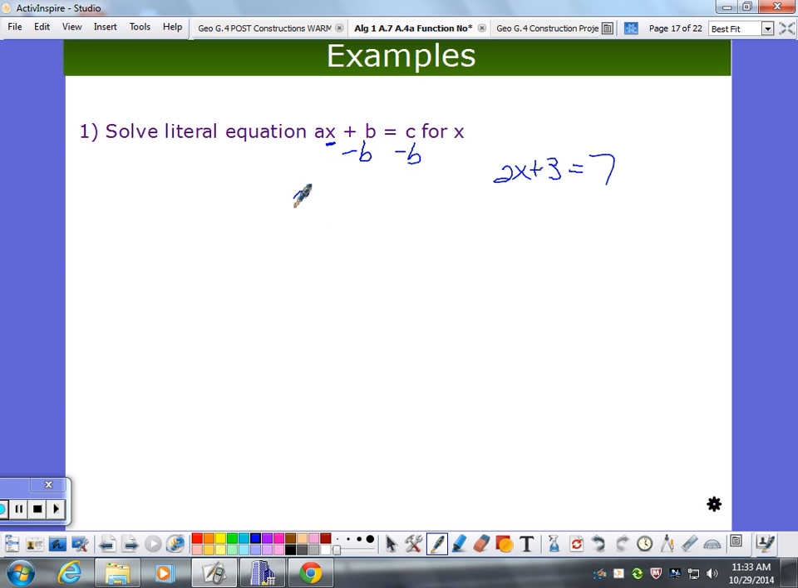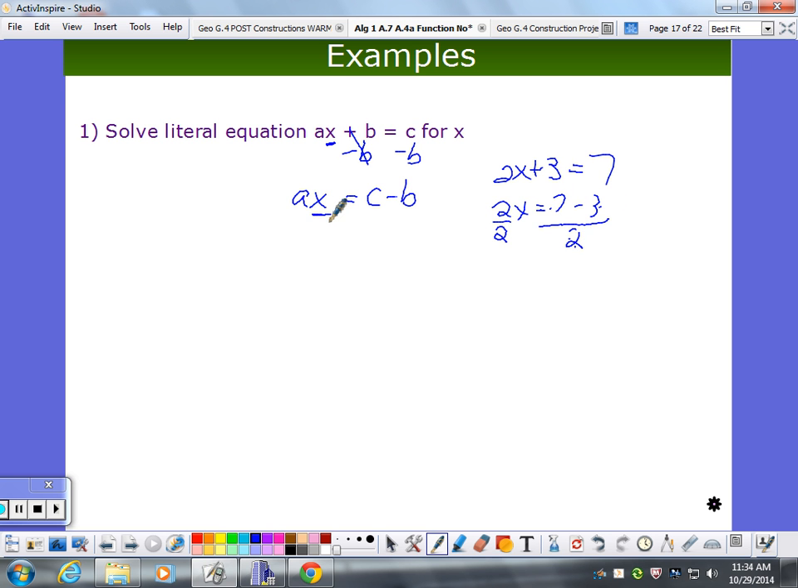Subtract 3. So ax, b minus b is 0. What would you do here after you do that? You put 7 minus 3. What would you do? Divide by 2. Now everything gets divided by 2, right? Another way to do that is one big line. Putting one big line is the same as putting a 7 over 2 and a 3 over 2.